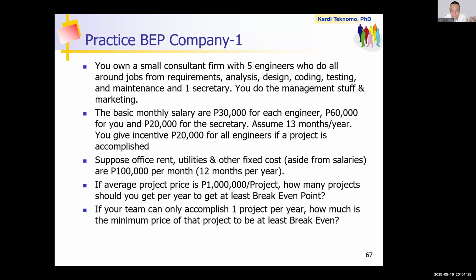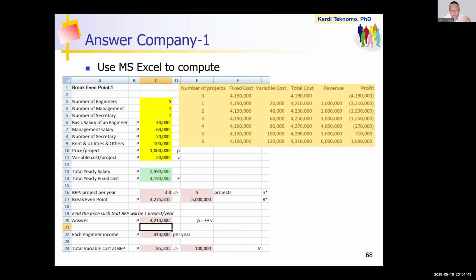So let's make it simple. Make the average project price 1 million per project. Then the question is how many projects you can get per year to get at least PEP. And then if your team can accomplish 1 project per year, how much is the minimum price? So this one we can compute in Excel, depending on the number of projects. So at PEP you're supposed to get only 5 projects per year, which is about 5 million pesos. Because you have 5 engineers, each engineer income is about 410,000.